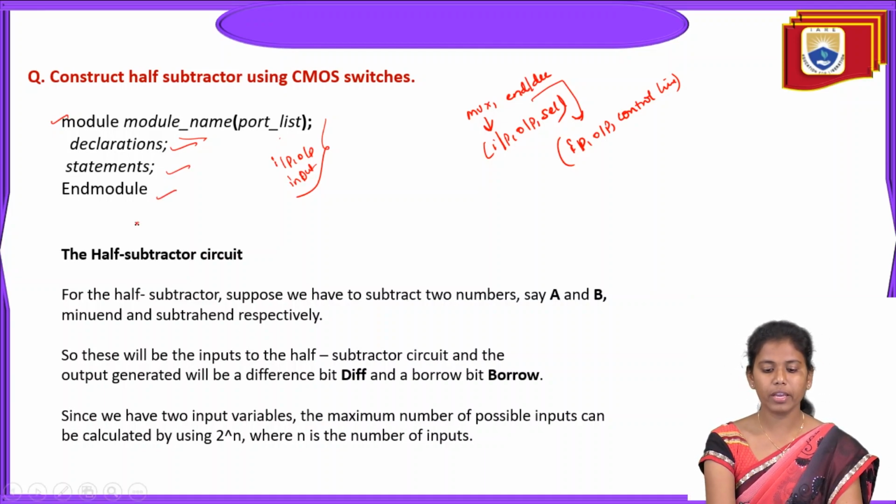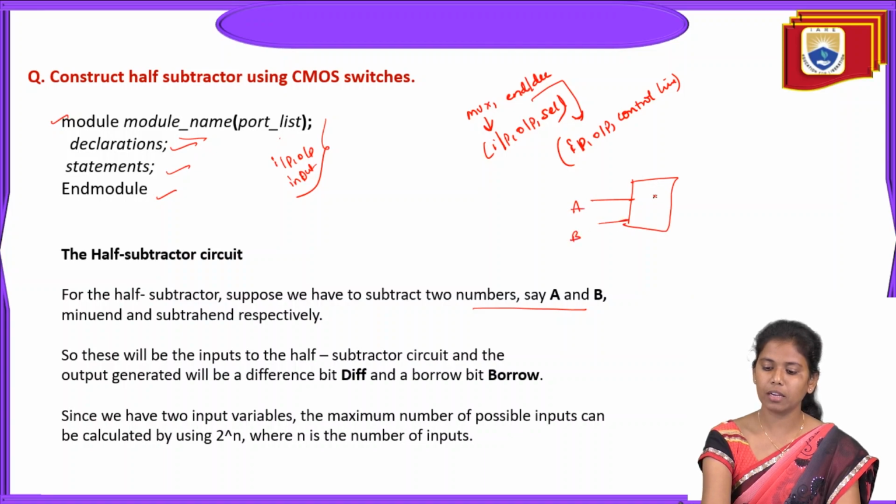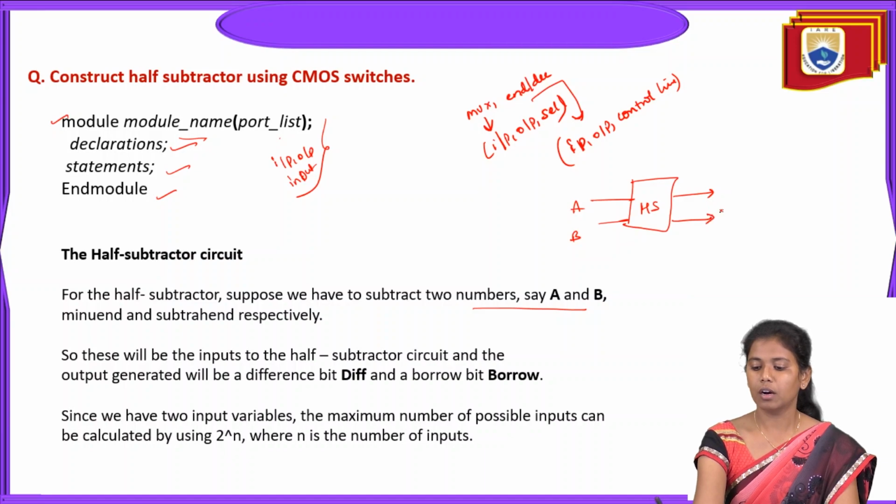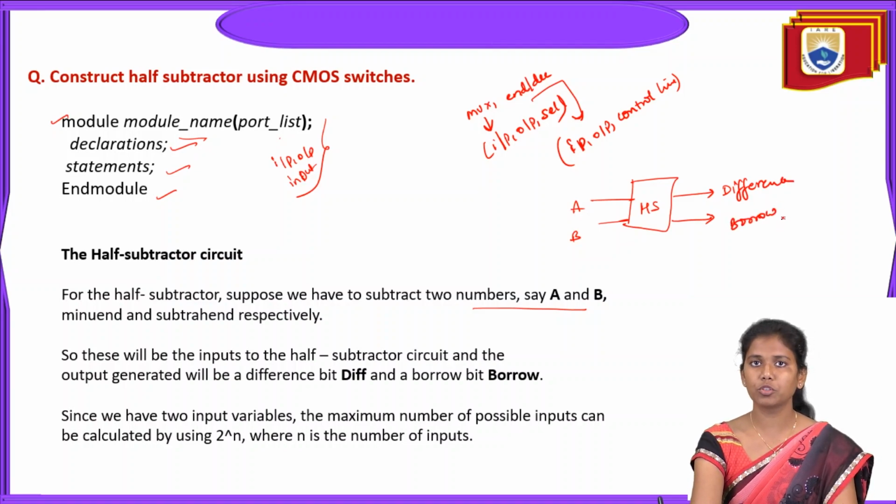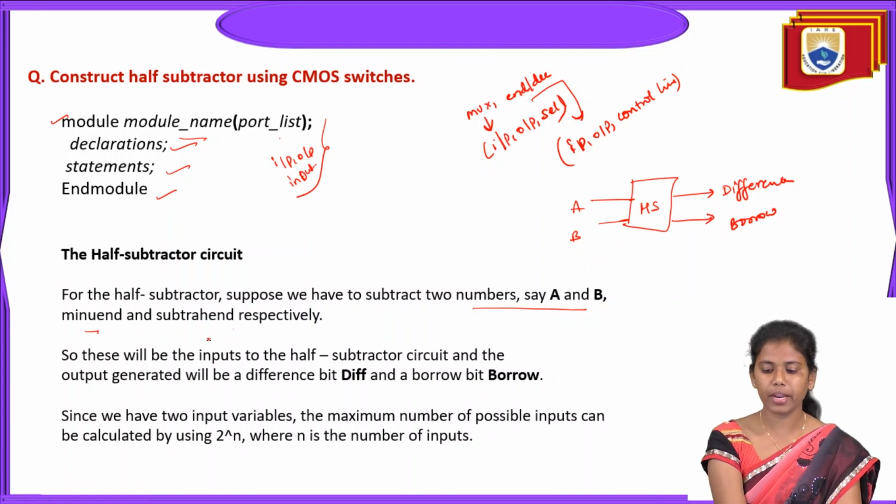And now we will see the half subtractor circuit. Suppose we have two numbers, say A and B. In the previous diagram, we have seen that A and B are the two inputs. This is the half subtractor. What we are going to observe are the difference as well as the borrow. So these two are considered as the outputs, and the inputs are the minuend and subtrahend respectively.